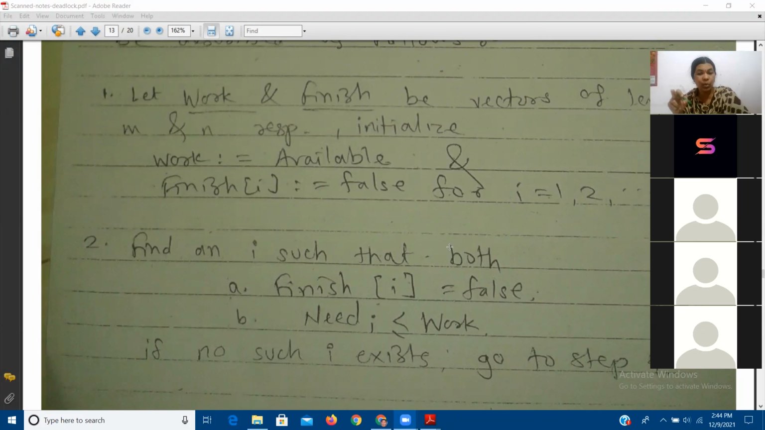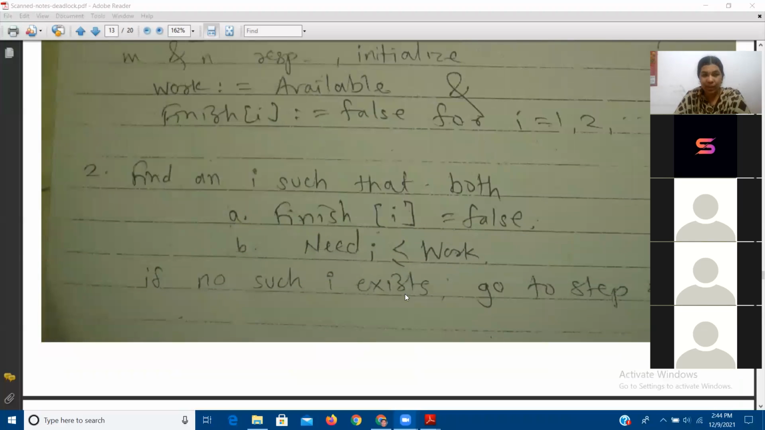So that's why we are unable to choose P0. We have to go to the next process. The next process is P1, and P1 satisfies both these conditions. So that's why in our safe sequence, the first process will be P1. So after P1, that is after the second step, what are we doing? We are going to the third step.